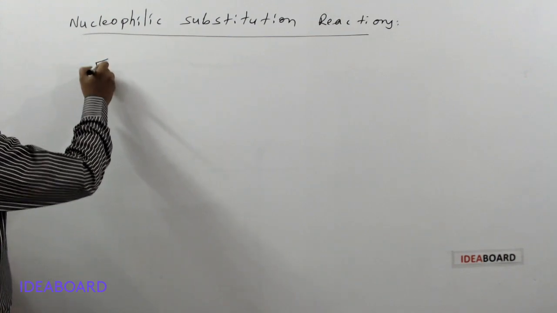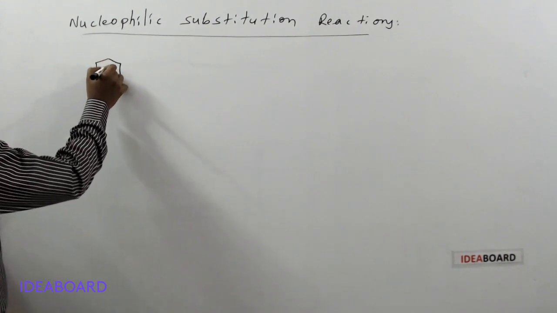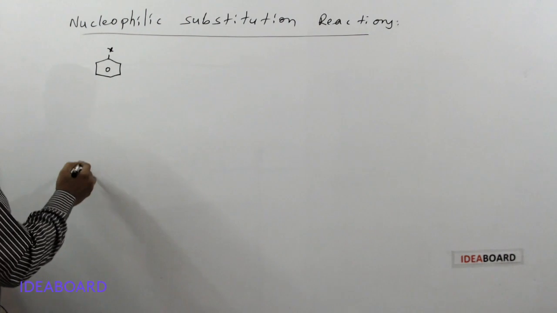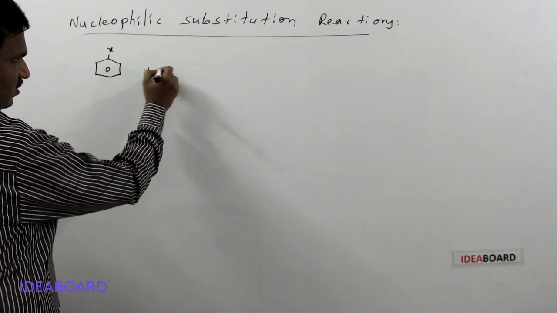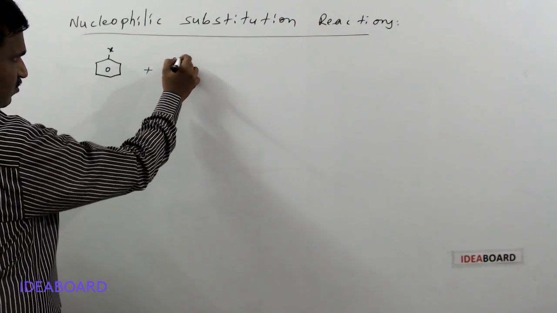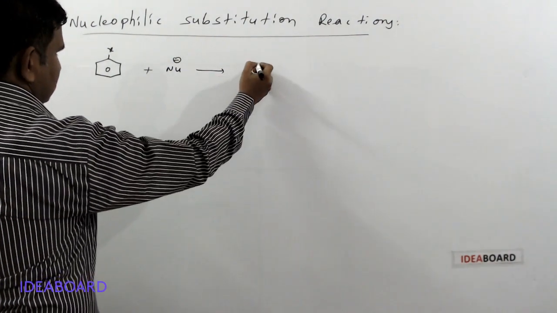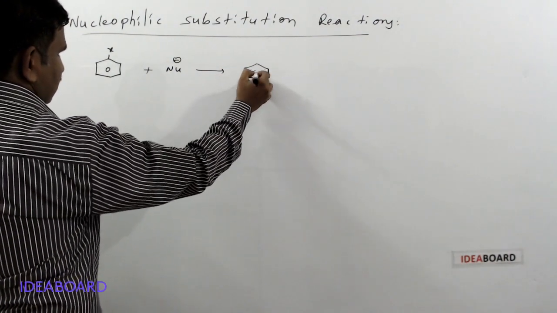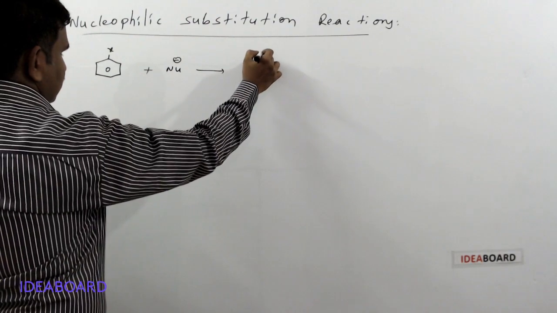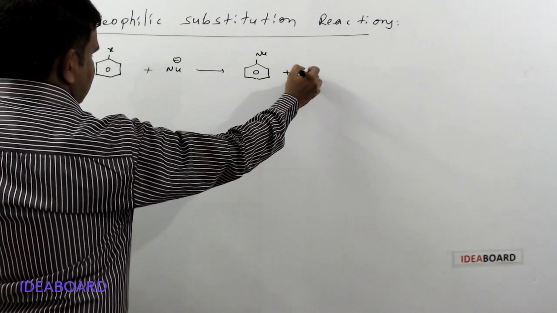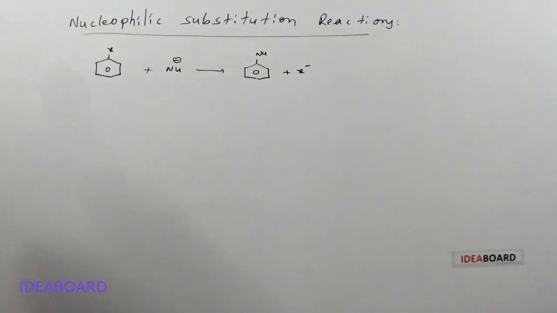Generally, a nucleophilic substitution reaction means that the aryl halide, or haloarene, reacts with a nucleophile, giving a compound in which the nucleophile is present and the halide ion is released. This is simply called a nucleophilic substitution reaction.